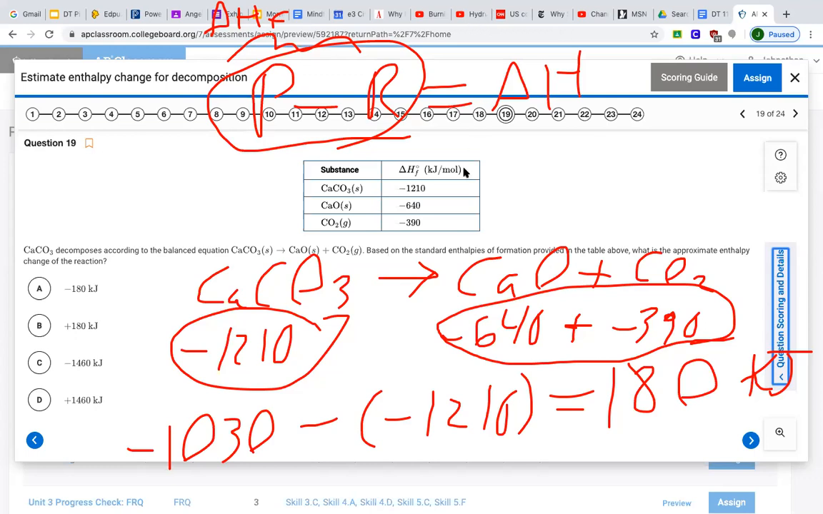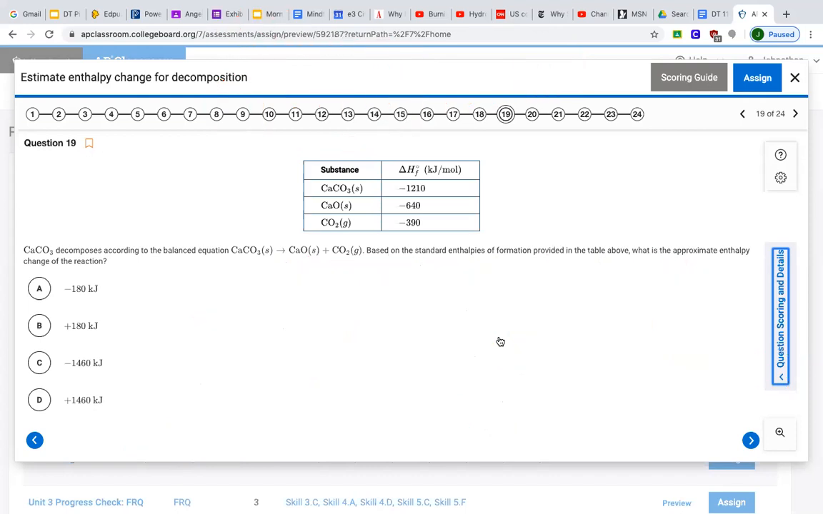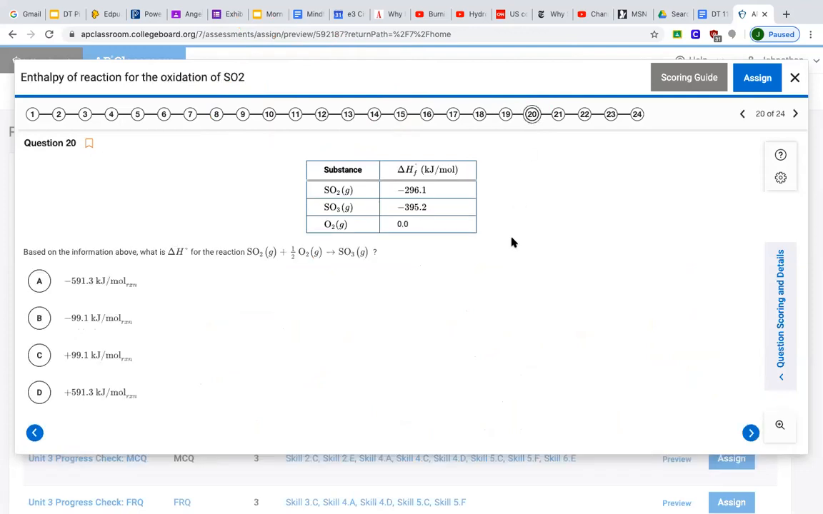Okay, all right. And so I'm going to go ahead and clear the board, and then we're going to go to number 20. Okay, so given the information above, what is delta H for the reaction SO2 gas plus 1/2 O2 gas yields SO3 gas? Okay, that's fun. And you're given heats of formation here. Oh, this is fun. Okay, so everybody's gonna have a good time. This is pretty straightforward. We're gonna take like 2 minutes to do this one, okay? And I'll pause the recording right now.